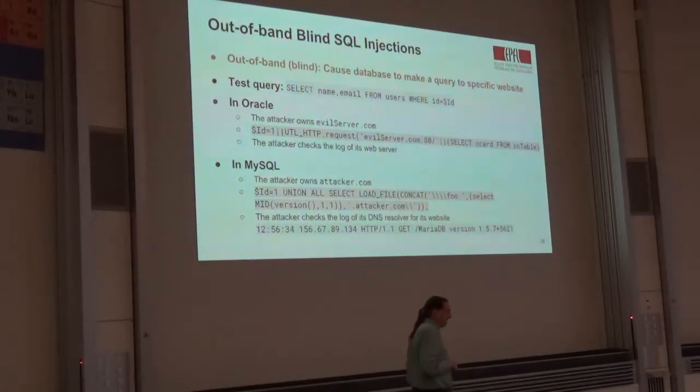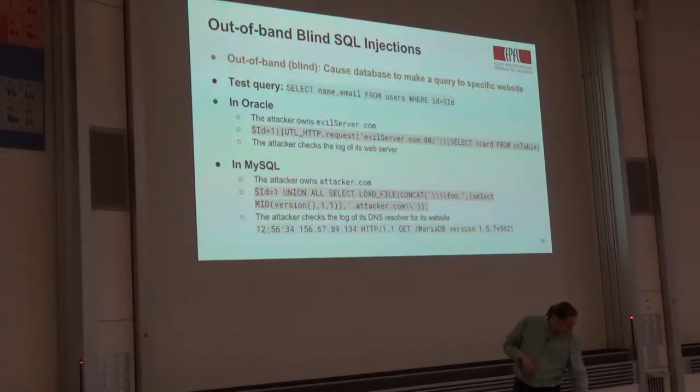Yet another variation. Attackers are very good at putting evil web servers on the internet. And if you can persuade the SQL server to make a request to the evil web server, then you can get it to basically deliver the secret data that you wanted straight to the front door of the attacker's evil web server, where he's waiting for it, right?